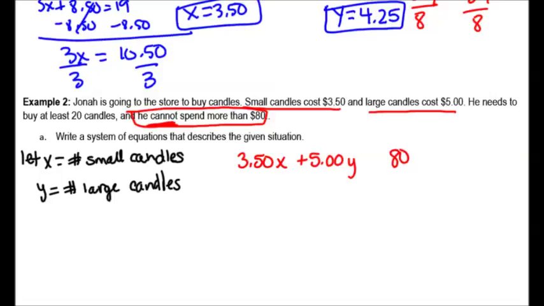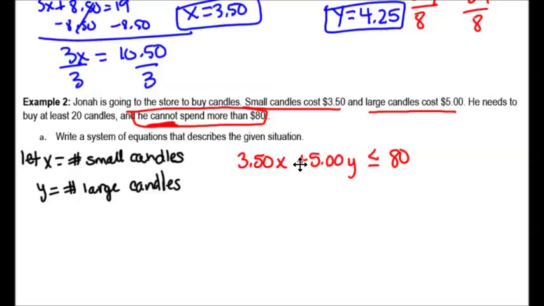So am I going to write equals 80 right here? No. I need to use an inequality symbol here. Now think about that. If you only have $80 to spend, can you spend more than that or less than that? Okay? You can spend less than or equal to $80. You cannot go over that $80. So we want to use the less than or equal to symbol.